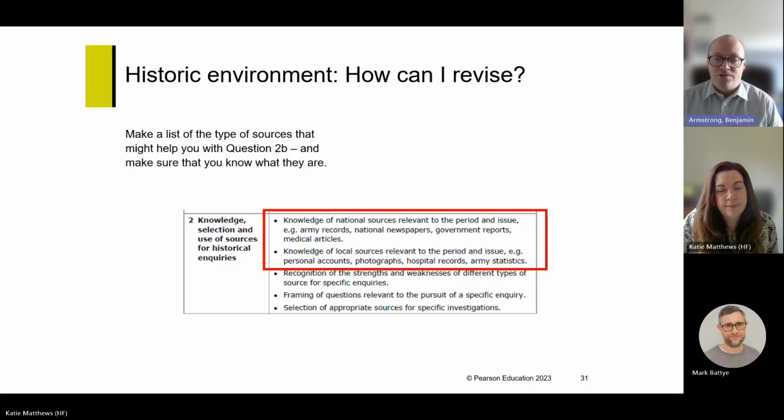It's also really useful for that question 2B, because sometimes students think, well, what sort of sources should I be picking to say how I could answer my own question? Well, if you're confident about the types of sources labelled here, then it's pretty likely you'll be able to think about a realistic source to answer and get that third and fourth mark in that question.